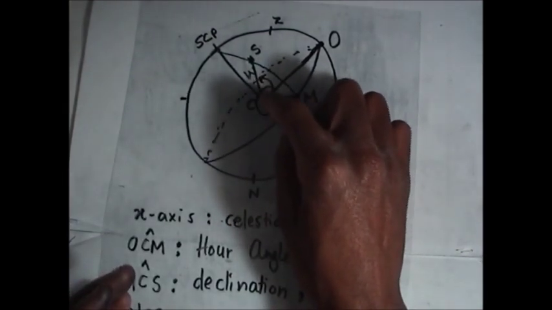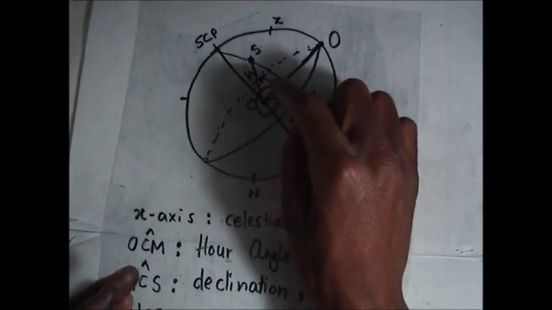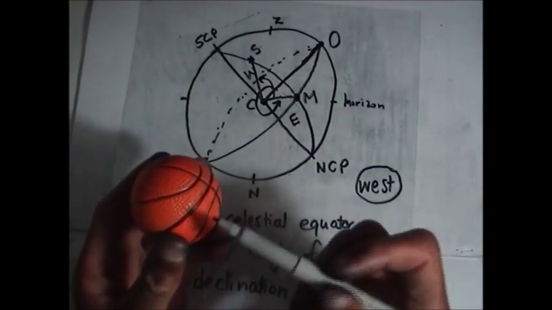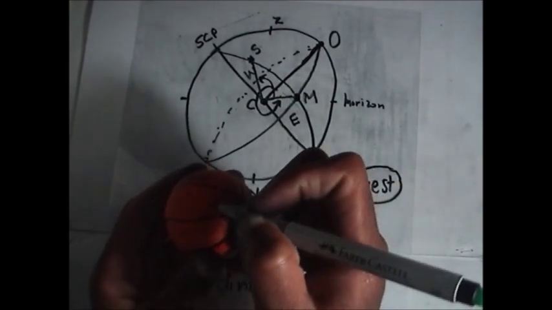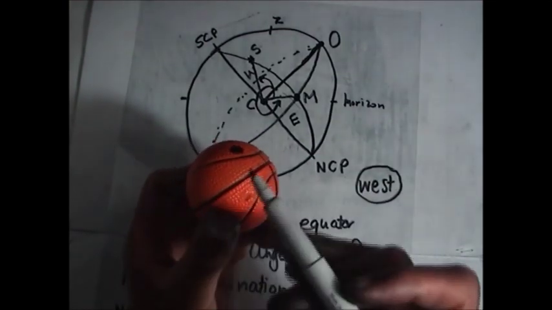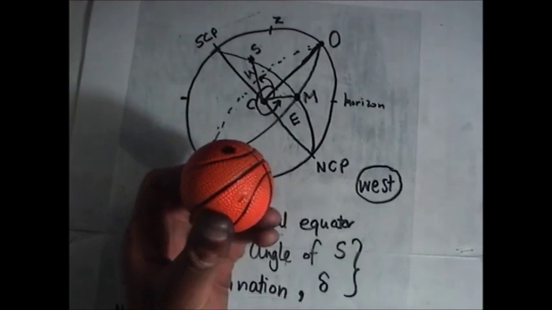With the celestial equator. It rotates about the celestial equator. Just like on Earth, imagine this is our geographical equator, and this is our point on Earth. This is the point on Earth.